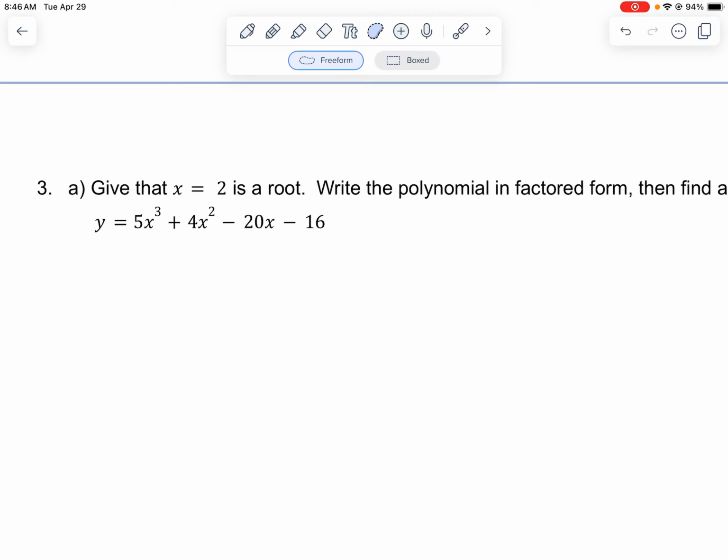All right, class, I started this problem and then I screwed up and I had to redo it. So, yes, I'm not infallible, even though I like to pretend I am.